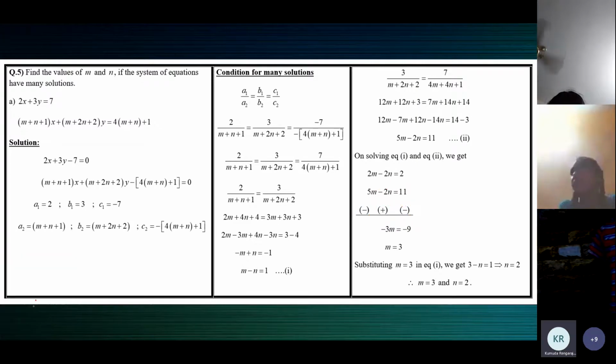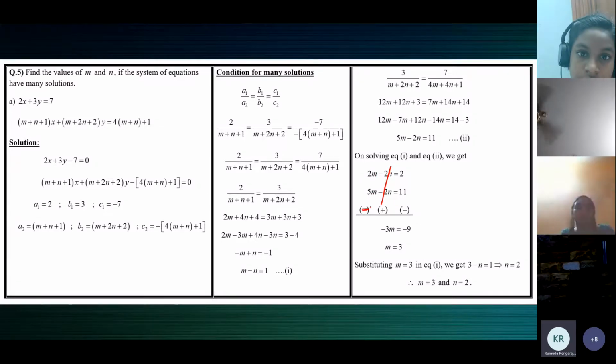So how do you solve the two equations? Minus 2n plus 2n gets cancelled. 2m minus 5m is minus 3m. 2 minus 11 is minus 9. So m is equal to 3. And when you substitute m is equal to 3 in one of the two equations, you get the value of n.